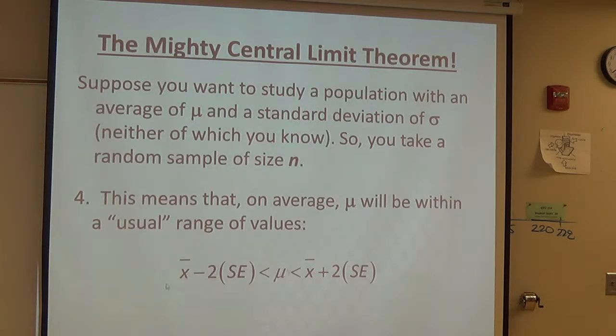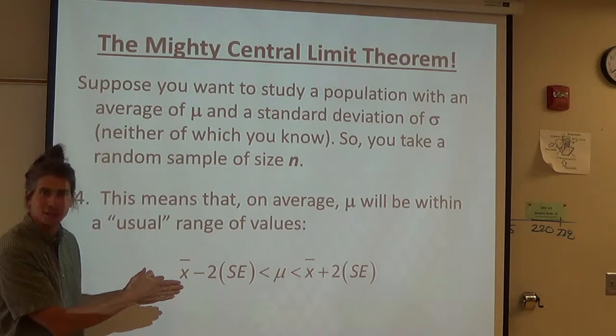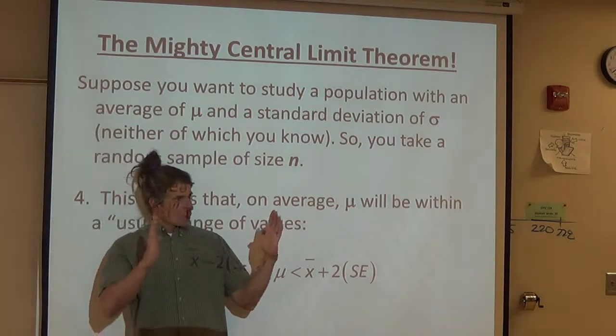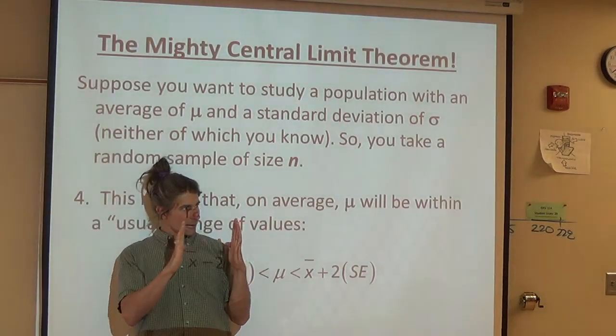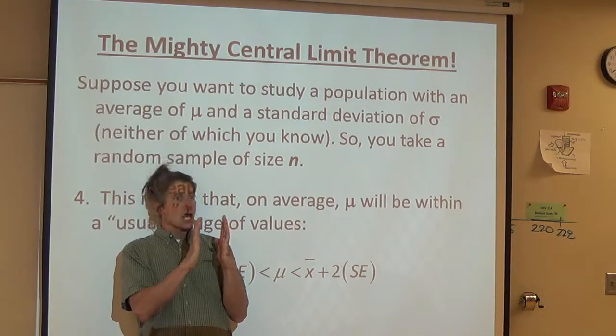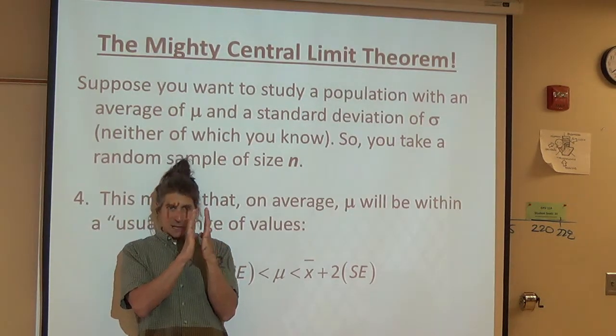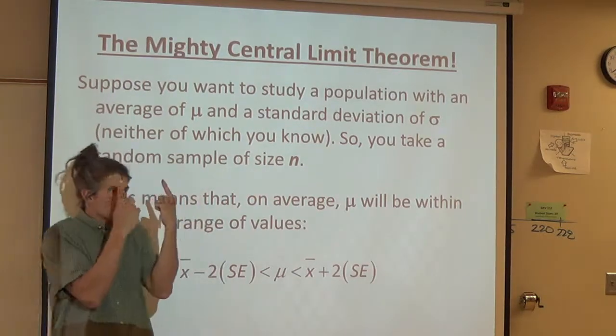This is always true. Always. 95% of your data is going to be between those two values. So if that's true, just keep moving those two values closer together, and that's still 95% of your data. The only way to do that is to increase your sample size.